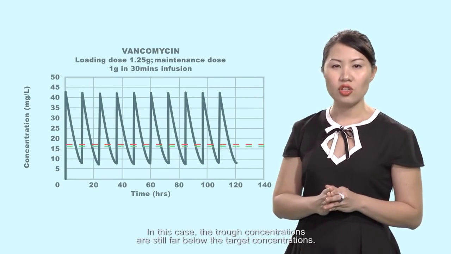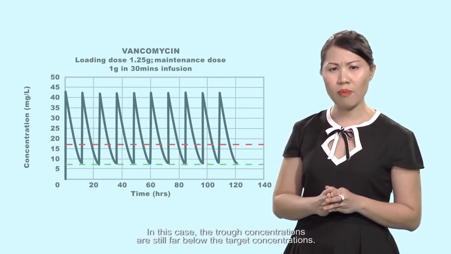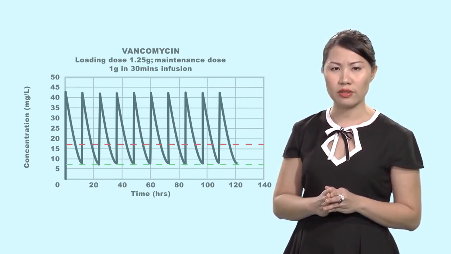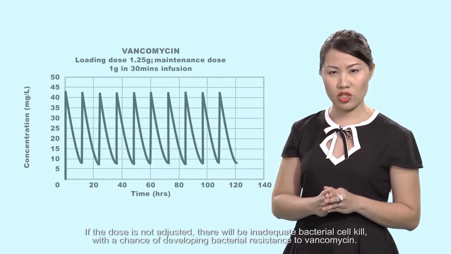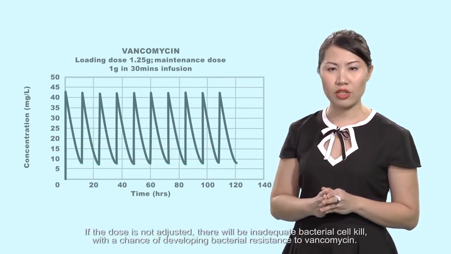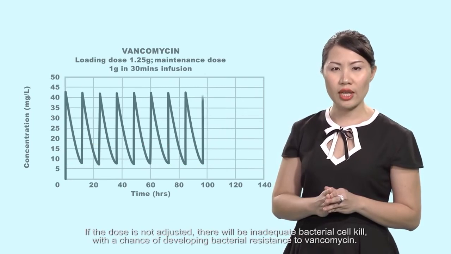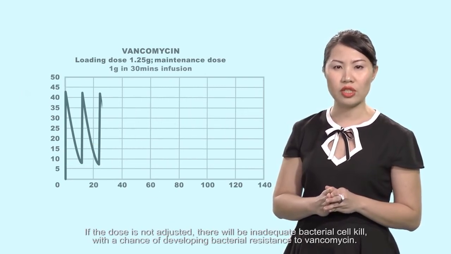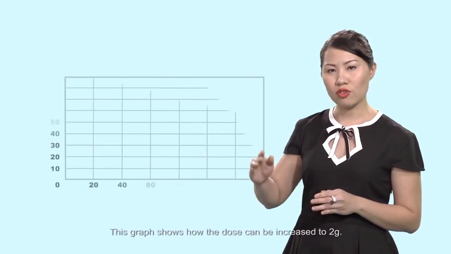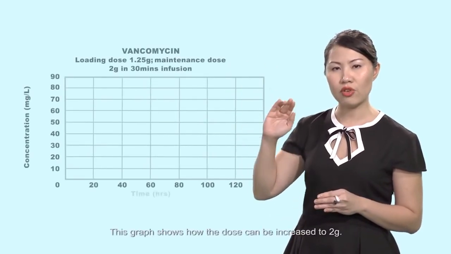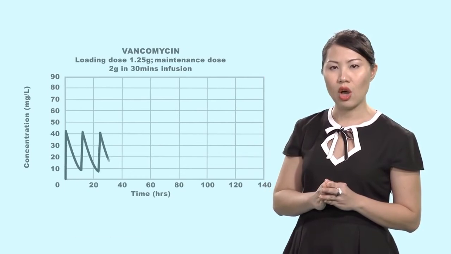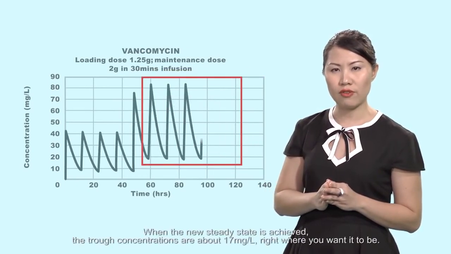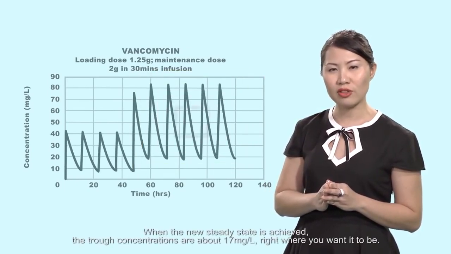In this case, the trough concentrations are still far below the target concentrations. If the dose is not adjusted, there will be inadequate bacterial cell kill, with a chance of developing bacterial resistance to vancomycin. This graph shows how the dose can be increased to 2 grams. When the new steady state is achieved, the trough concentration is about 17 mg per liter, right where you want it to be.